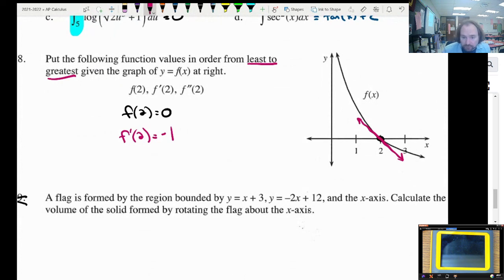F double prime of 2 is going to be a positive number, and the reason why I know that is because this graph is concave up. So f double prime of x is going to be greater than 0, or positive. I have no idea what it is, I just know that it's positive.